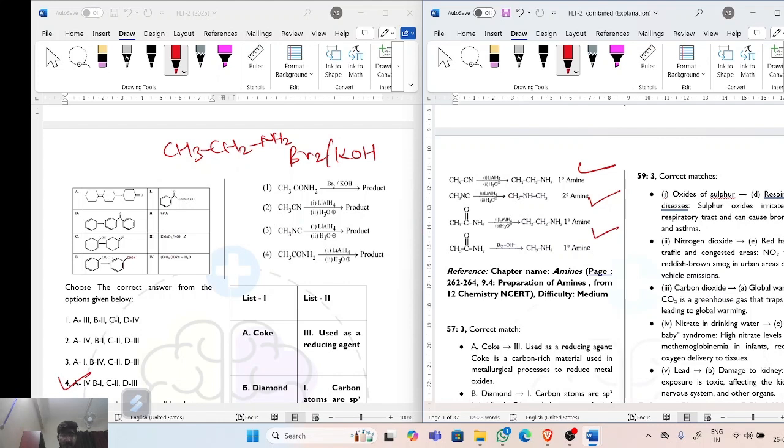Now CH3CONH2, we have an amide group, then we are reacting with lithium aluminum hydride. So it will give a 1 degree amine as product.